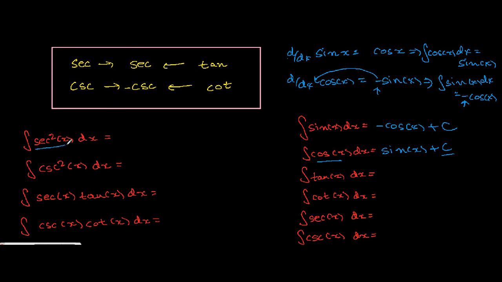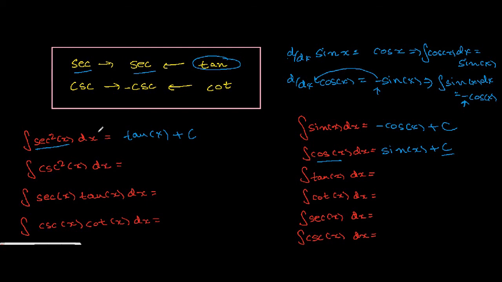So the first is secant squared x. So secant squared is just secant times secant. So if you look at this table horizontally, there is secant times secant. So secant times secant, the only part we are left with is tangent. So the integral of secant squared x dx is gonna be tangent x plus c.